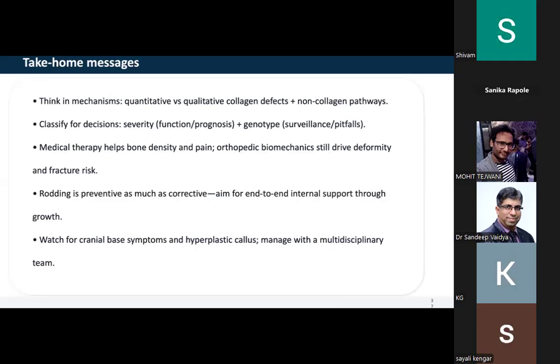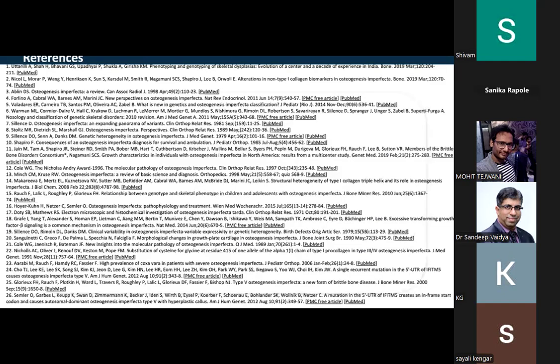Intramedullary nailing is preventative as much as corrective. We have to aim for end-to-end support throughout the growth, and we have to always watch for cranial base symptoms and hyperplastic callus so that we don't miss any type of OI. And OI is about a longitudinal care pathway, and it is not about only isolated episodes of fractures. These are my references.